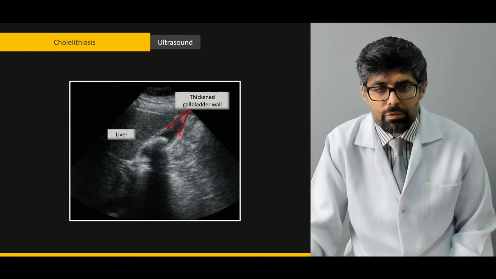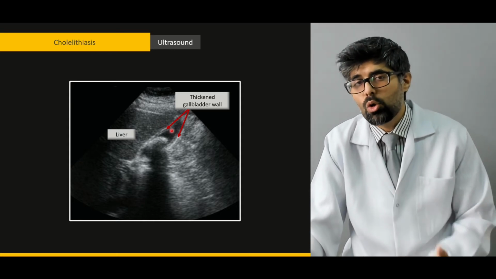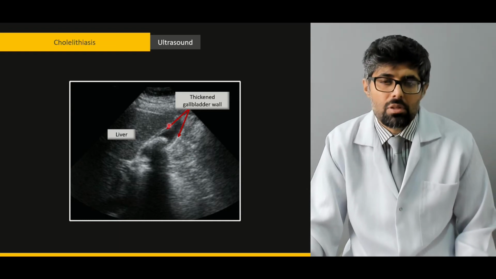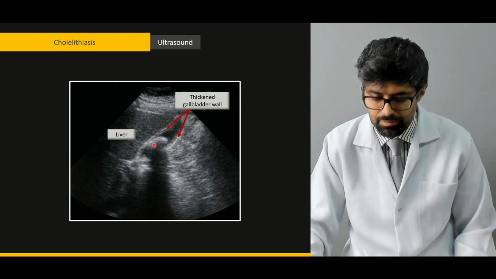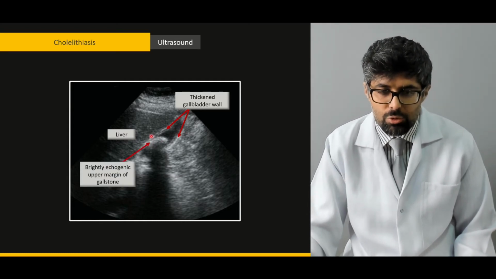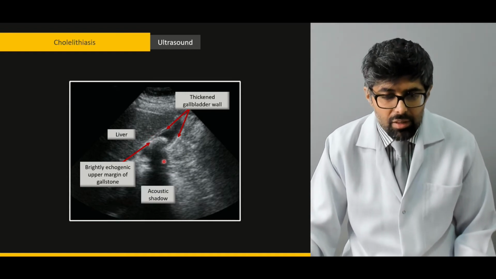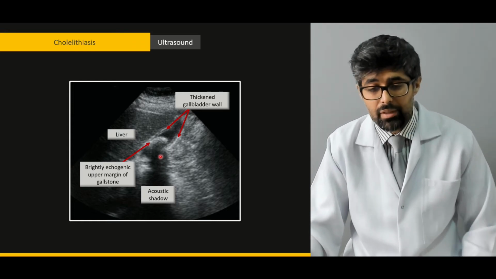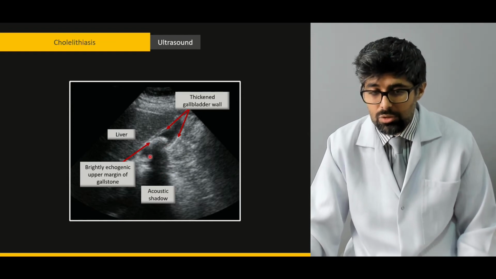Now, because of the cholelithiasis, it has progressed into acute cholecystitis, which has resulted in inflammation and thickened gallbladder walls, as you can see here. And this bright echogenic area is a gallstone. And this area is not either the common bile duct or the hepatic duct. It is the acoustic shadow of this large gallstone.